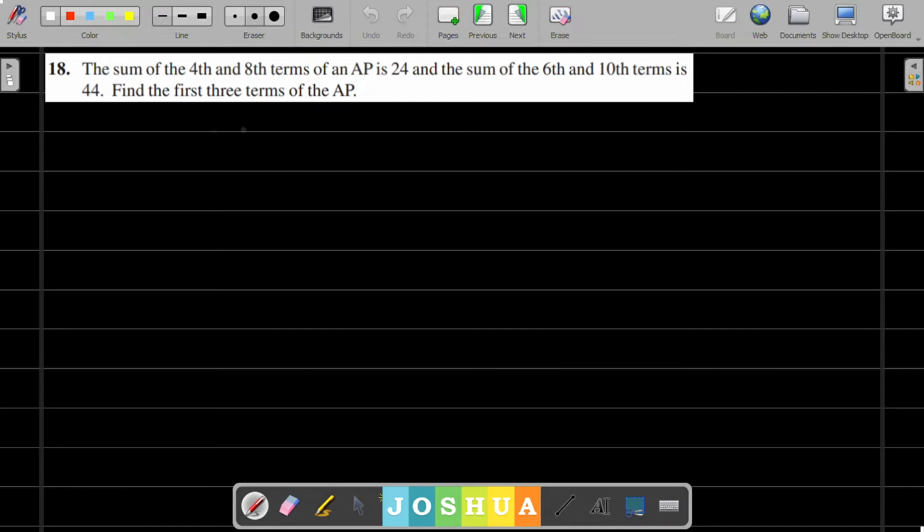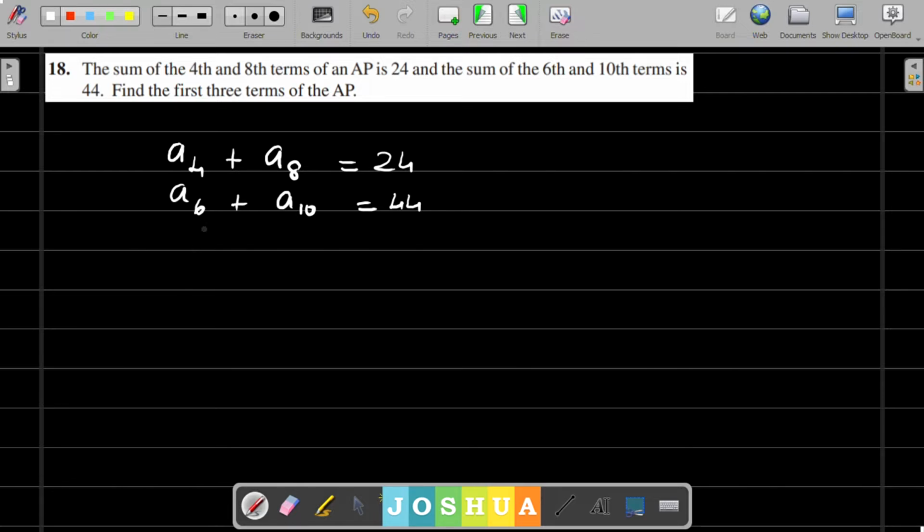First we write the values given in this question. The first statement says the sum of the fourth and eighth terms, that is A4 plus A8, is equal to 24. Now the second part of this question: the sum of the sixth and 10th terms, so A6 plus A10 is equal to 44. Find the first three terms of the AP. So we have to find a and d, and from that we can construct A1, A2, A3.